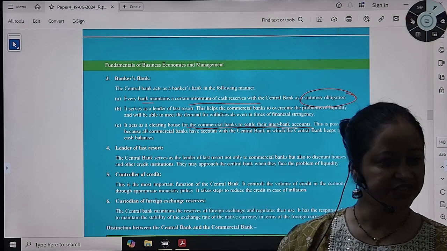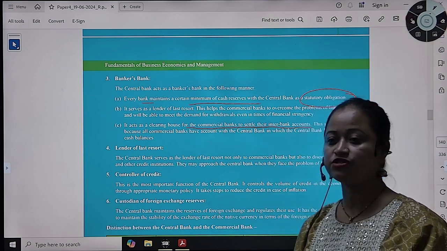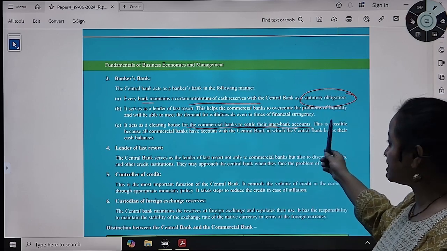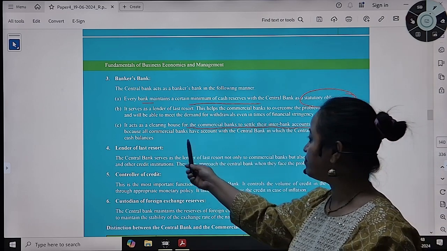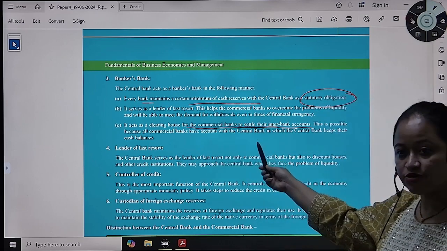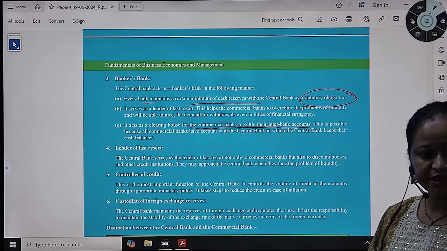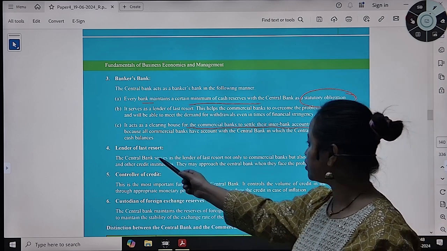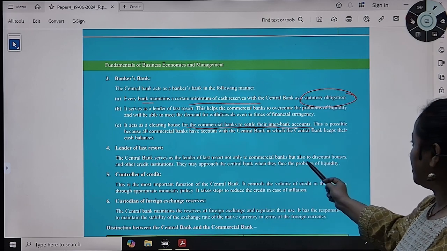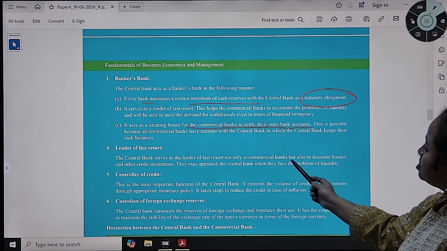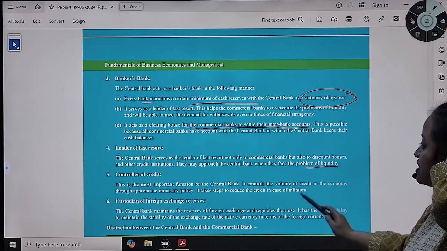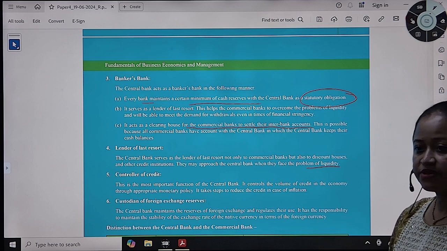That is how the central bank acts in the clearing house function, to settle the interbank accounts. This is possible because all commercial banks have an account with the central bank. Am I clear? Okay. Then lender of the last resort: whenever a commercial bank faces any kind of liquidity problem, it can be solved by the central bank.